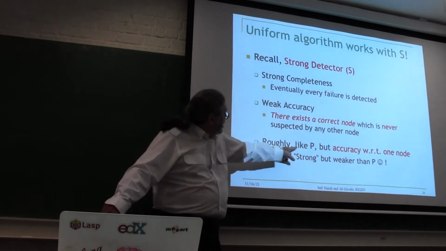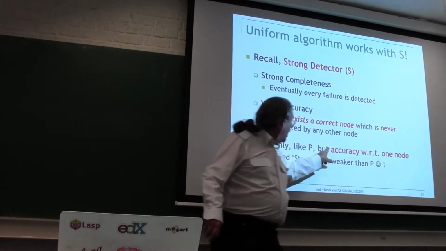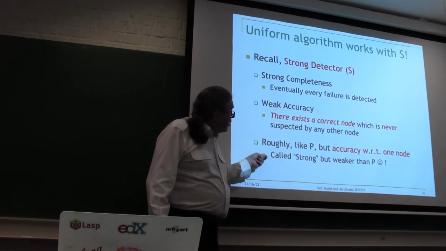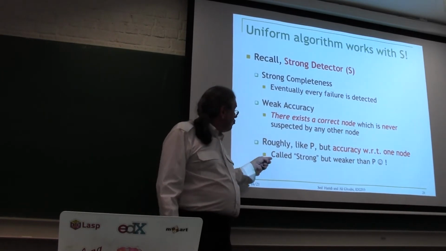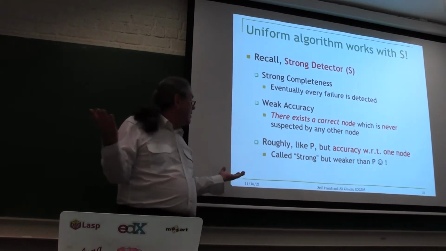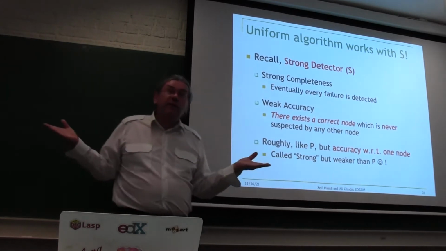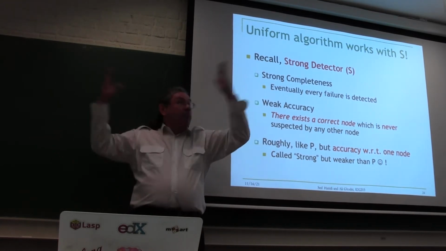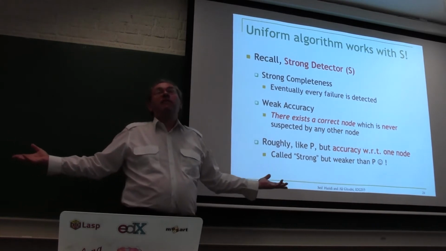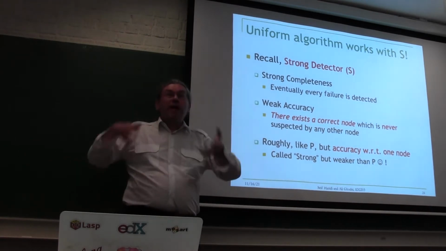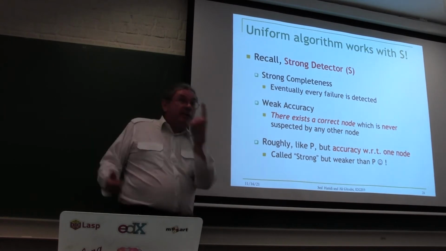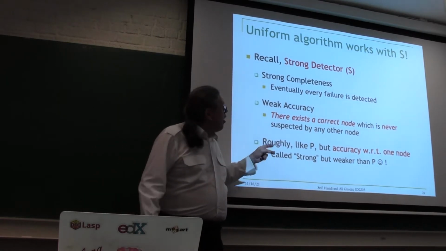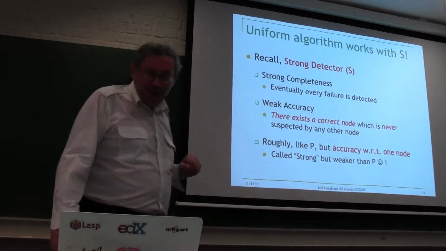So it's kind of like P, but it's only accurate with respect to one node. So it's weaker than P. P is stronger than this because P never makes mistakes. The S can make mistakes, except with respect to one node it cannot. But with respect to all the others it can make arbitrary mistakes, always. It's not even eventual. It can forever make mistakes to everybody except for one node. So it's a weaker detector than P, but it's called the strong detector, so we keep that terminology.